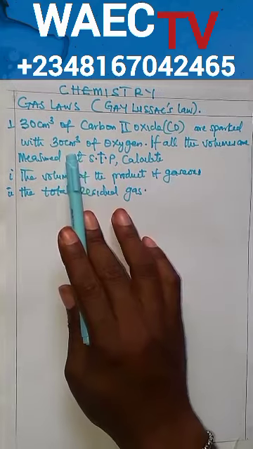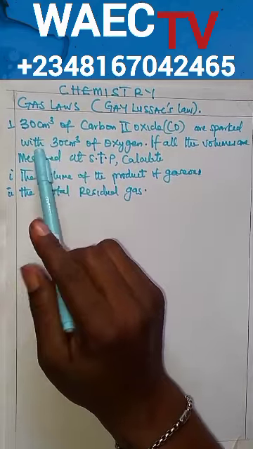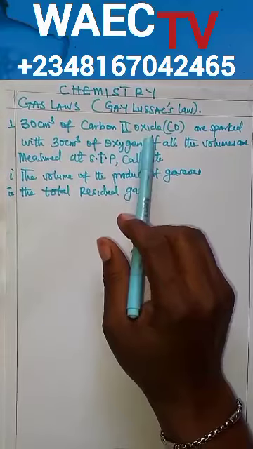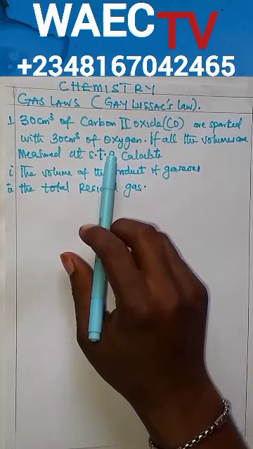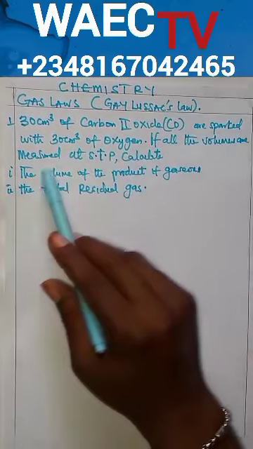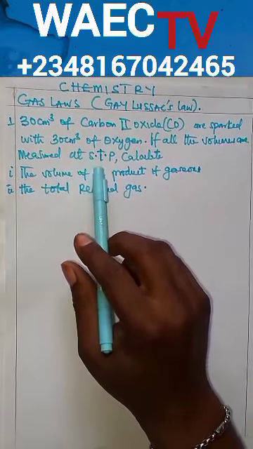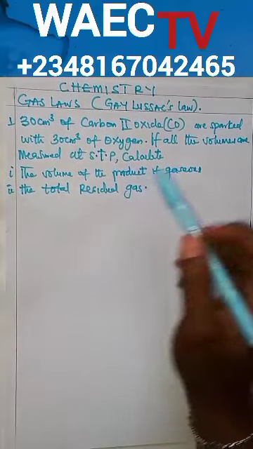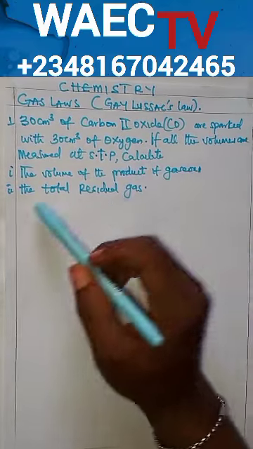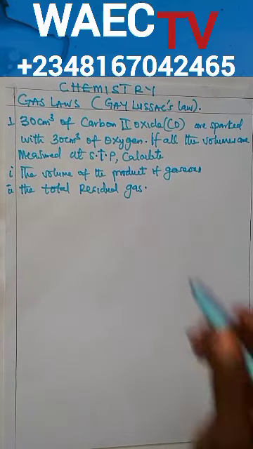Okay, now having done this, we have a question before us. It says 30 cm³ of carbon(II) oxide, that's CO, are sparked with 30 cm³ of oxygen. And the question is, if all the volumes are measured at STP, that's standard temperature and pressure, calculate, number one, the volume of the product if gaseous, number two, the total residual gas.